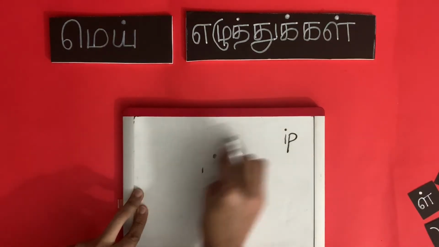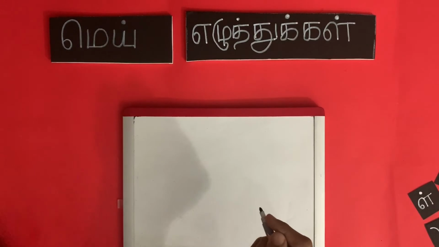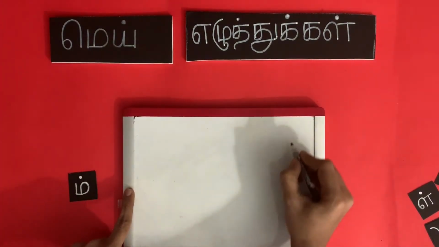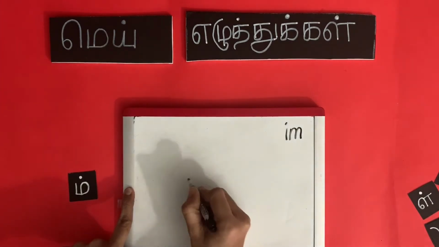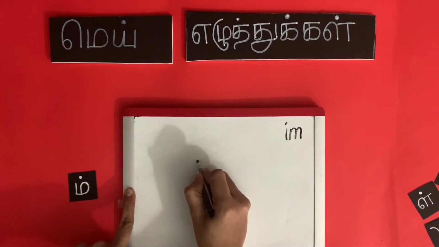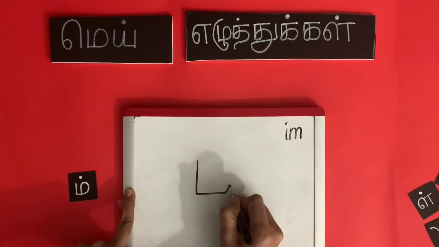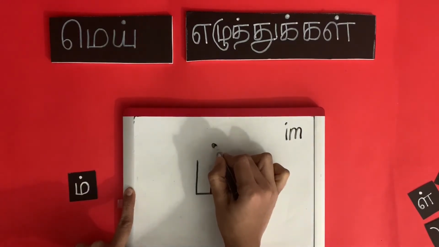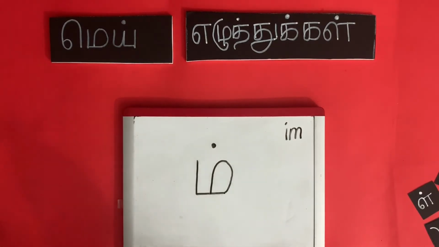The next letter is going to be im. What is it? It's going to be e, m, im. How do you write that? A straight line, sleeping line, and then bring it like that. And put a dot on the top. So this is im.